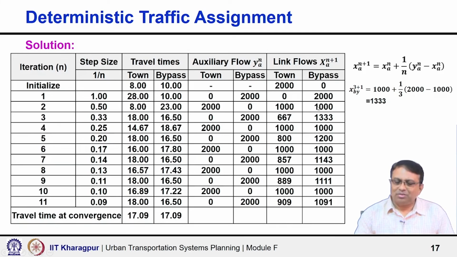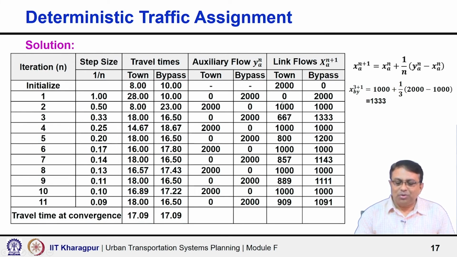So, 2000 minus 2000 by 2, it becomes 1000. Now, with 1000 the cost becomes 18 and 16.5. So, which is cheaper? Bypass. So, the auxiliary flow is assigned to bypass. Now, how do I get 667?